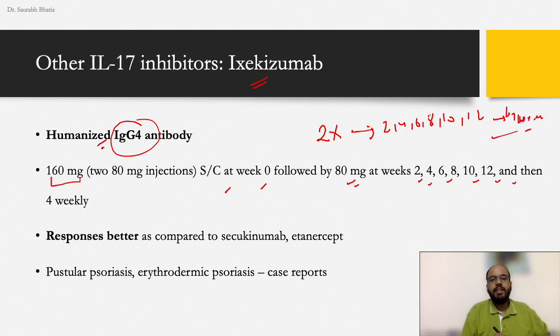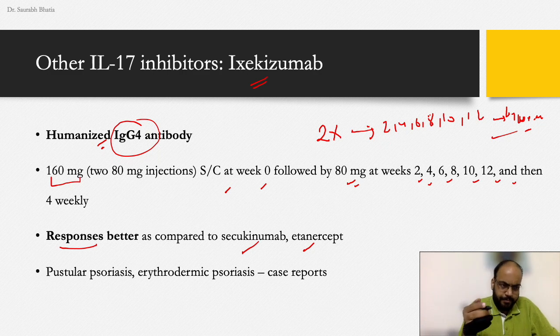Okay, so in the event in the future, if Ixekizumab is approved, we'll have a detailed video on that. Now, responses are found to be better as compared to Secukinumab and etanercept. Okay, so whenever a newer biological comes, studies happen to compare it with TNF-alpha inhibitors, and we take etanercept because, remember the slides on etanercept, it is one of the best acting TNF-alpha inhibitors. So we compare it with the best acting TNF-alpha inhibitor. So the response rate with Ixekizumab is found to be better as compared to Secukinumab or etanercept.